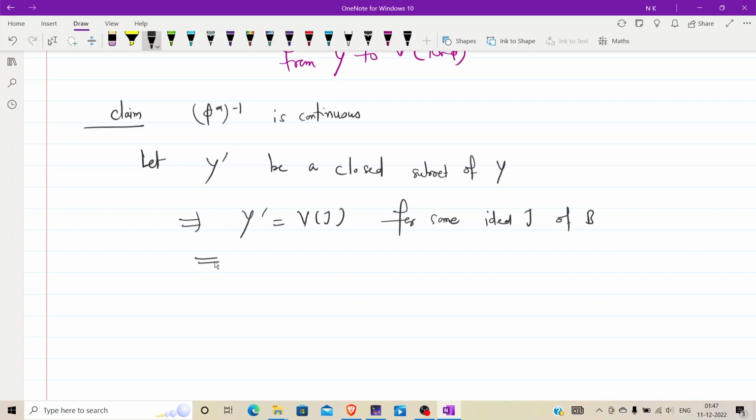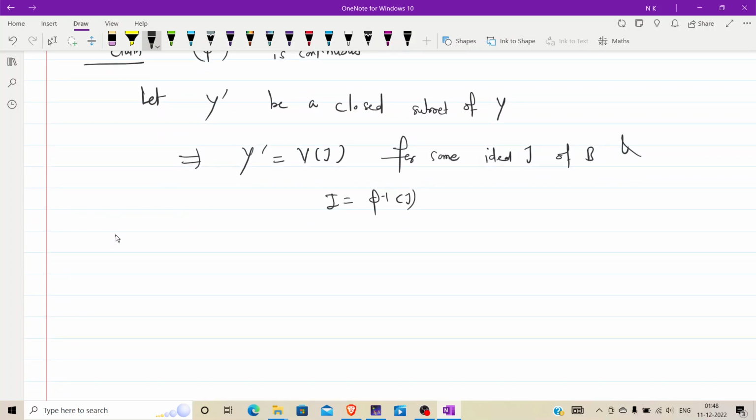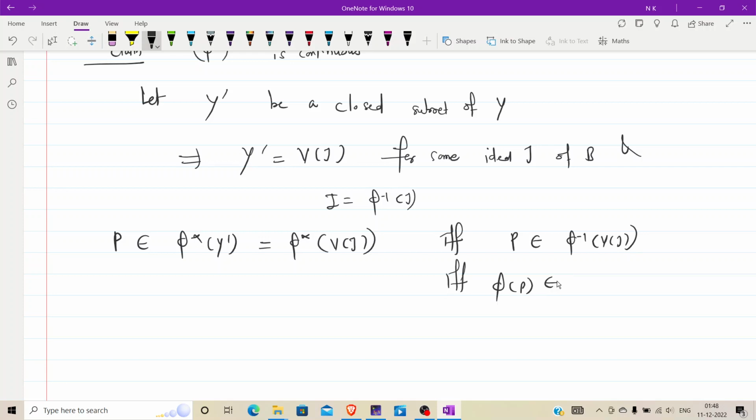So this implies that I will be equal to phi inverse of J, so I contains kernel of phi. Now see what happens. P belongs to phi star of Y dash, that means phi star of V of J. This is possible if and only if P belongs to phi inverse of V of J by definition, and that is possible if and only if phi of P belongs to V of J.